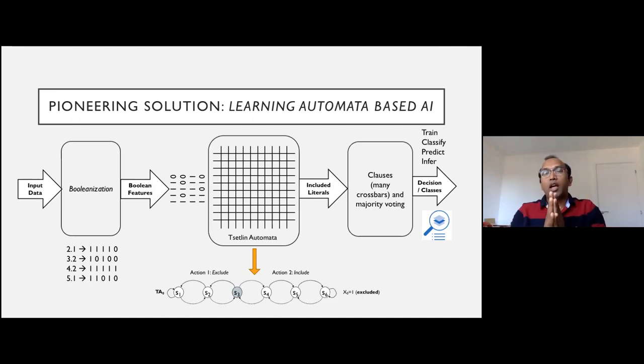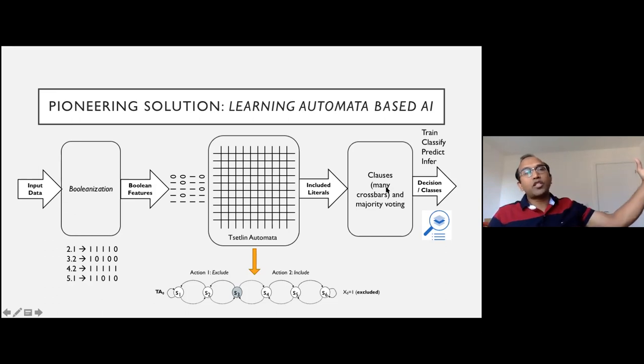And then I'll, just like the neural network, in neural network, we create these stochastic pathways, many, many stochastic pathways. We also throw many, many clauses, to allow the system to morph and learn different combinations of logic that allows me to learn my output solution. And then I do some sort of majority voting.